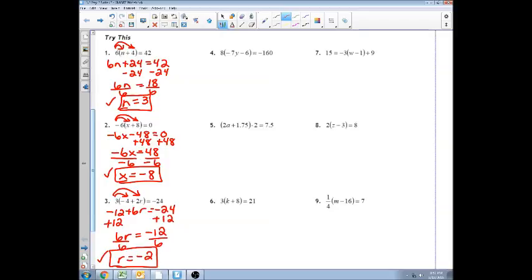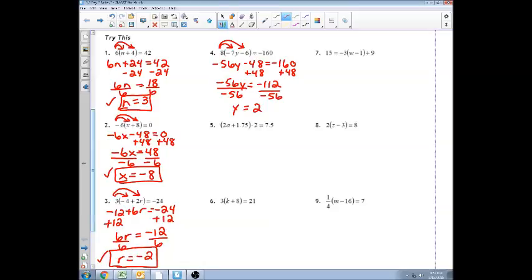Can I combine negative 7y minus 6? I cannot. So I'm going to distribute the 8 in. That will be negative 56y minus 48 is equal to negative 160. Go ahead and add the 48. That would leave me with negative 56y is equal to negative 112. Divide by negative 56, divide by negative 56. And y should equal 2.